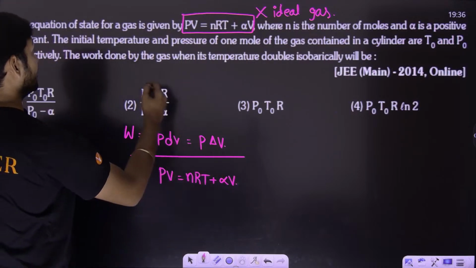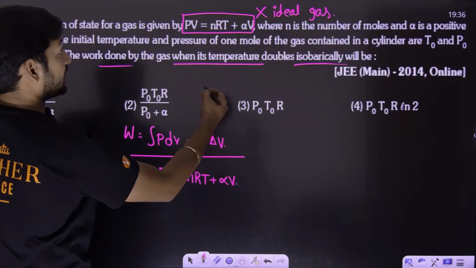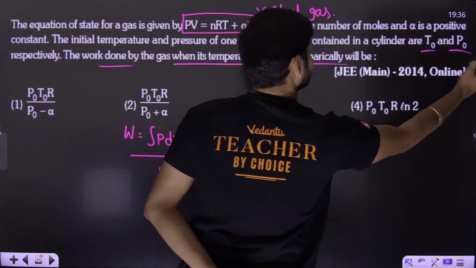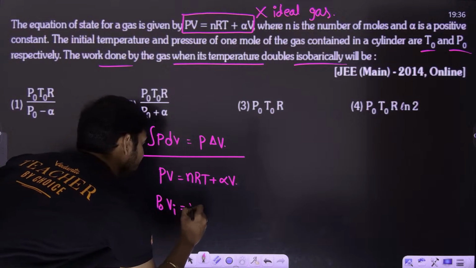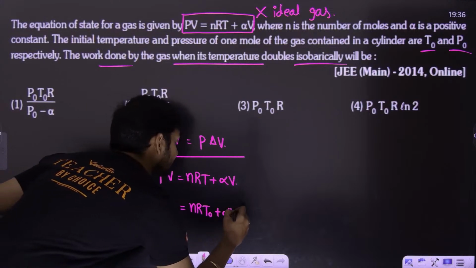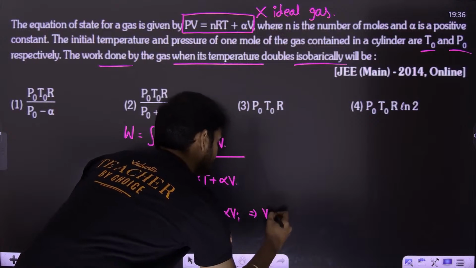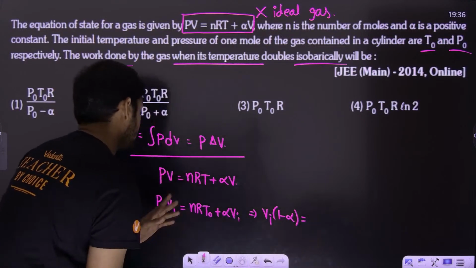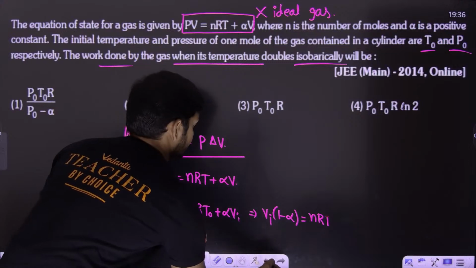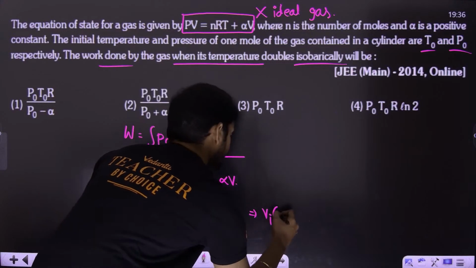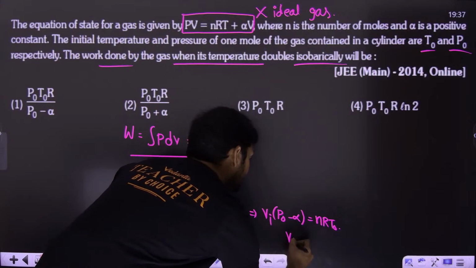Okay, what are they talking about? They are doubling the temperature isobarically, and that pressure is P naught. T naught is the initial temperature. So P naught, initial volume, is nR T naught plus alpha initial volume. So from here, can you tell me what will be the initial volume? The initial volume into P naught minus alpha is nR T naught, my bad, calculation mistake. So the initial volume is this.